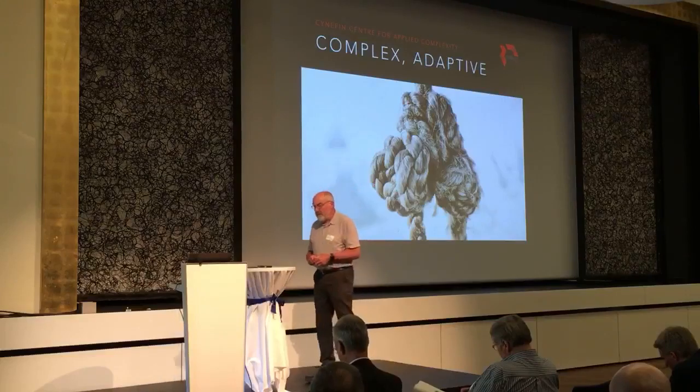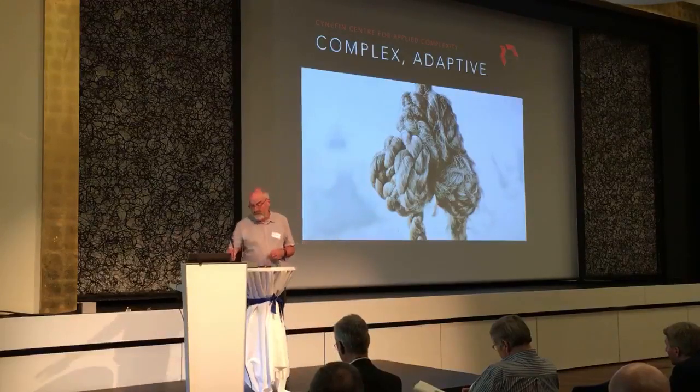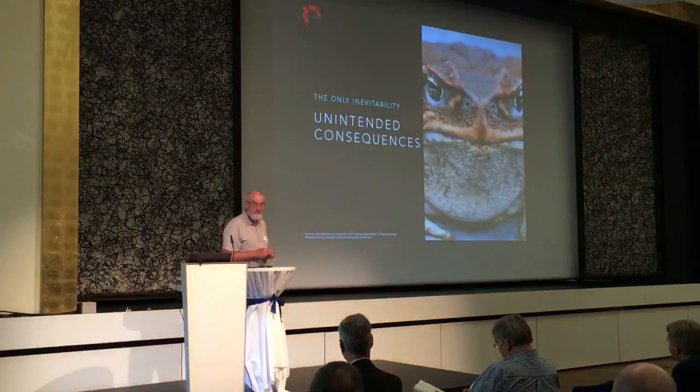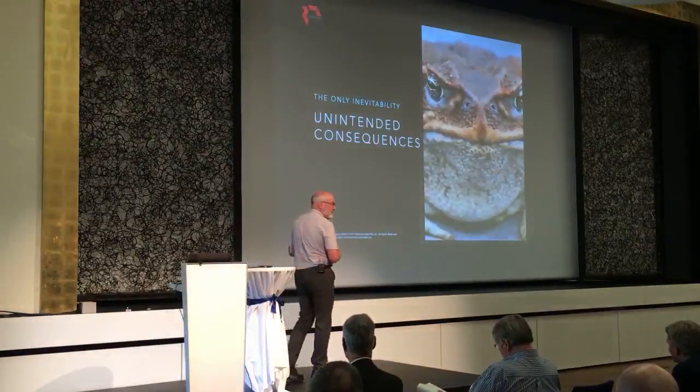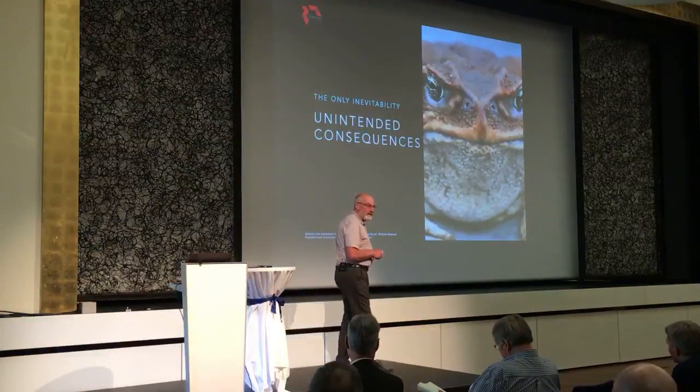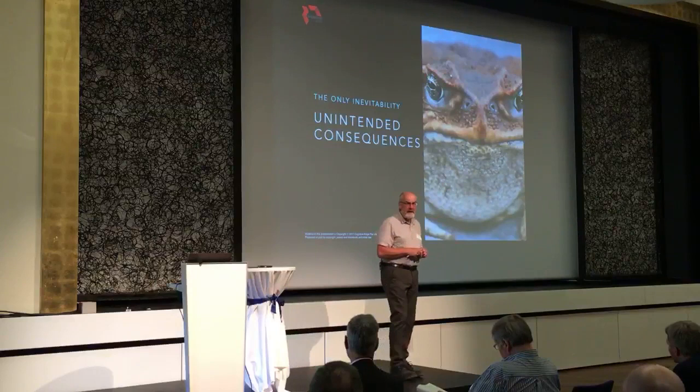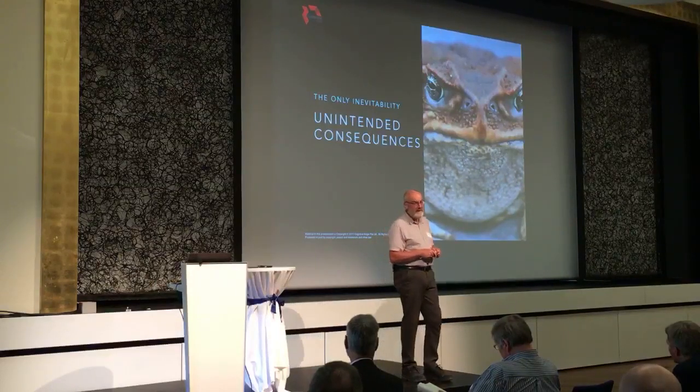So from that, we'll get... Yeah, the only thing I can say for certain, by the way, about a complex adaptive system... Anybody recognize that? Any Australians here present? Right, that's a cane toad. The only thing we know about complex systems is the only guaranteed outcome of an intervention is an unintended consequence. Yeah, whatever you do, something will happen which you didn't intend, which comes as a surprise.